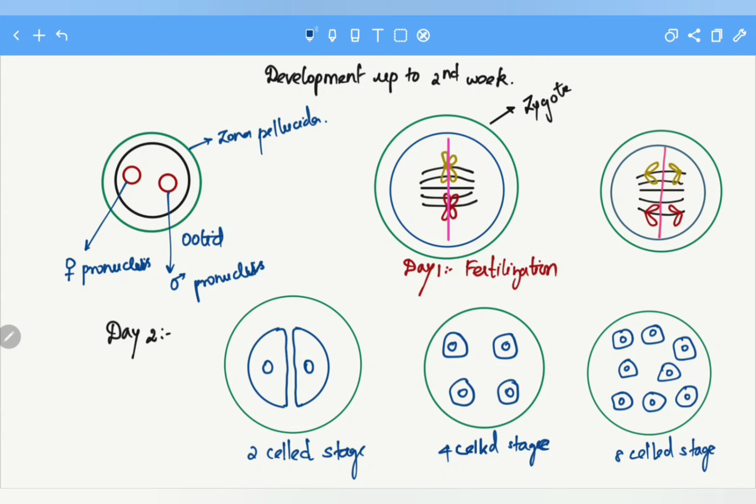Do remember that all these processes of fertilization and cleavage take place in the fallopian tube. Now we are going to see what happens on day 3.